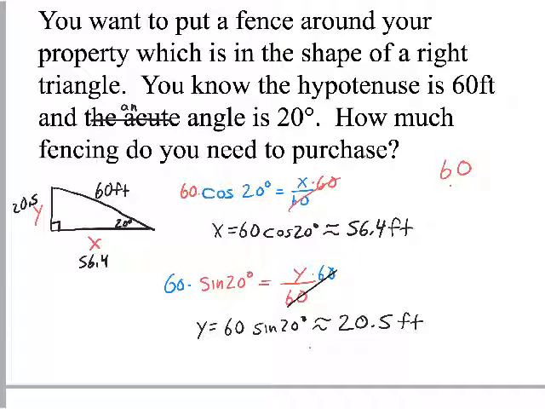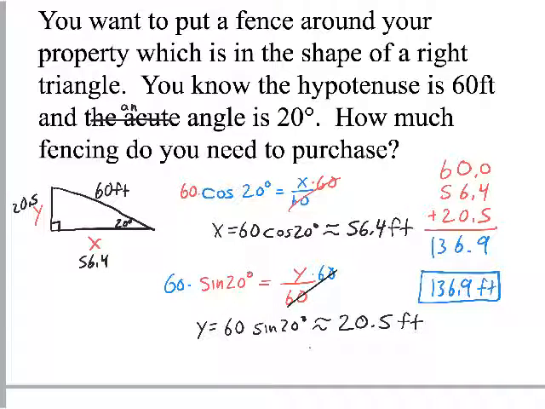60, 56.4, and 20.5. We're going to add all those up, and what we get is 136.9 feet. It's a length, so it's feet, not square feet. That's how many feet of fencing you would need to purchase in order to put around this property.